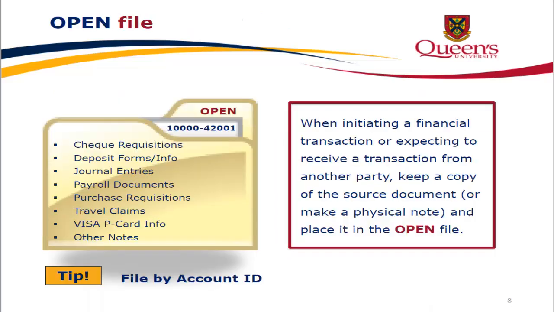When initiating a financial transaction or expecting to receive a transaction from another party, keep a copy of the source document or make a physical note and place it in the open file. In our example, you can see that the open file contains copies of source documents such as check requisitions, deposit information, journal entries, payroll documents, purchase requisitions, travel claims, P-card information, and other relevant notes. It is a good idea to file your documents in account ID order.